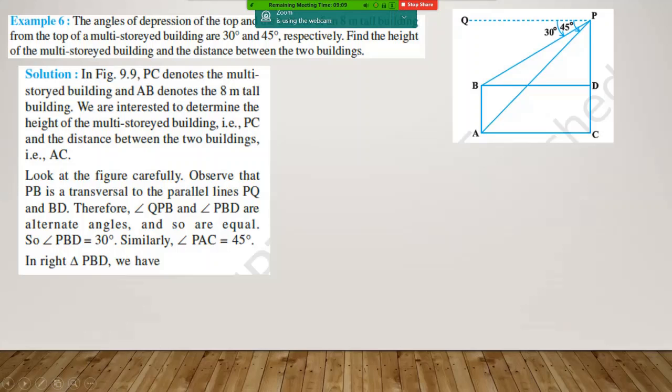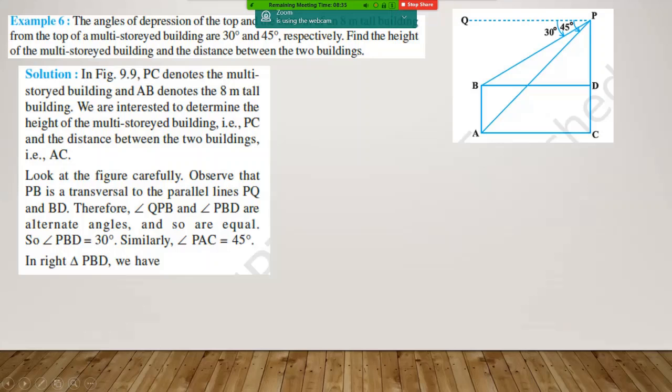This is the 8 meter tall building, and we are interested in determining the height of the multi-storied building. That means the multi-storied building is higher than the tower. That's why they are giving us the angle of depression. And the distance between the two buildings is AC. Perfectly fine. What else is given to us? Only this is given. AB is given as 8. If AB is 8, DC is 8. I don't know what AC is. Now what else can we say? How do I find the value of AC? Anybody?